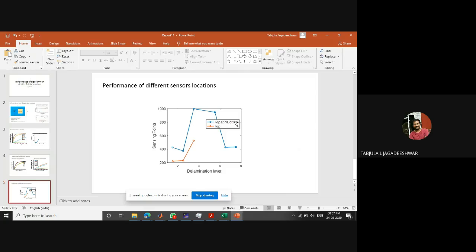For the blue one, the sensors are placed in two layers. One is the top side of the top layer, and the other is the back side of the bottom layer. So this is the performance, and it is almost very good, except for the 4 5. That means the delamination located in between 4 and 5. Because we didn't achieve any hit there, that's why I removed that point. So this is a drawback, and you can observe that.